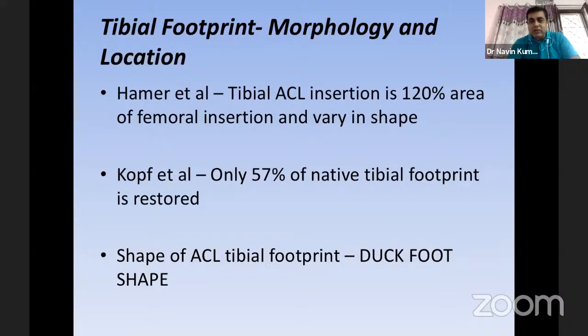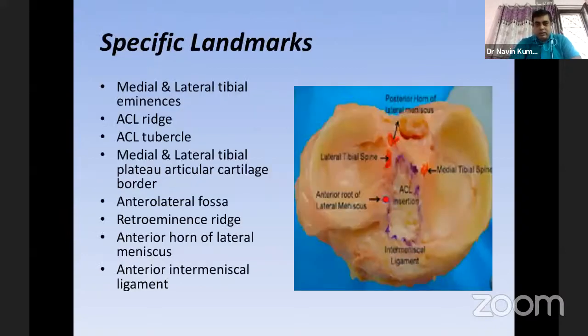That's why I said if you already have an ACL footprint remaining, a remnant is there, things become very easy. You know the width of the insertion as well as the shape. Koff et al. found that if you are reconstructing only one bundle, then only 57% of the native footprint is restored. So if you are doing a single bundle, then you should try to restore at least 70% of it. The shape of the ACL footprint is a duck foot shape or a horse hoof shape. There are certain landmarks one has to consider.